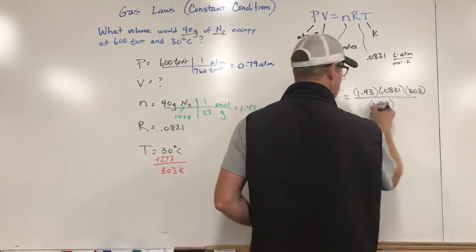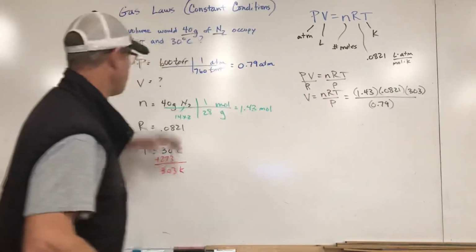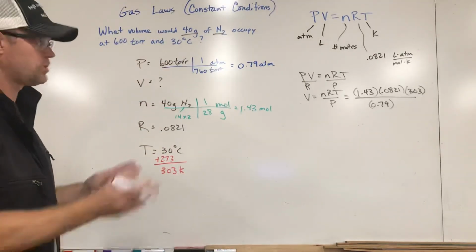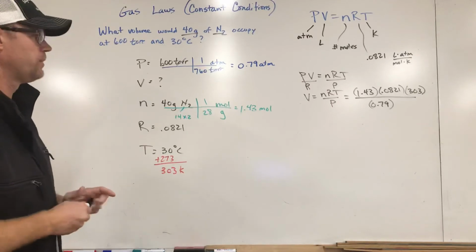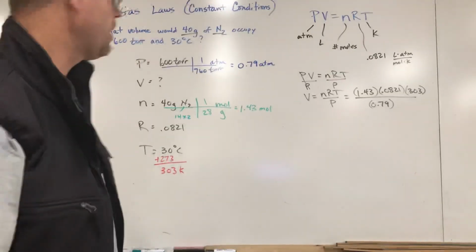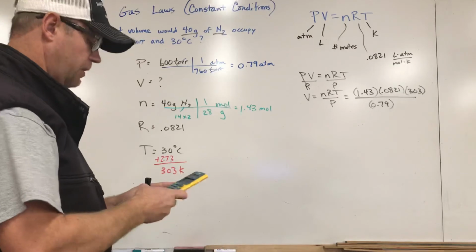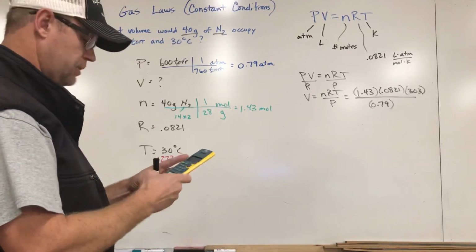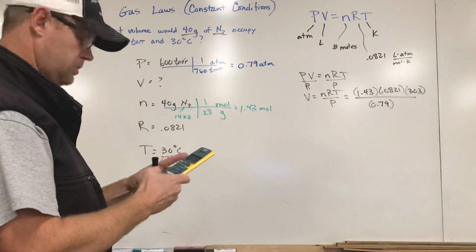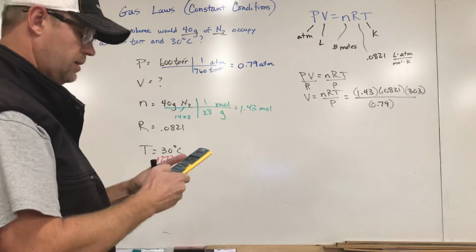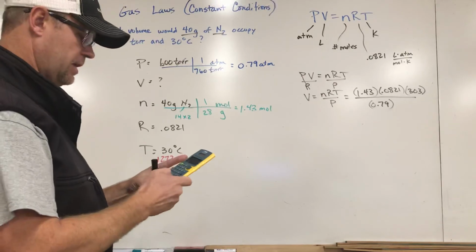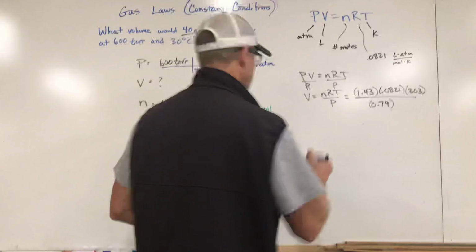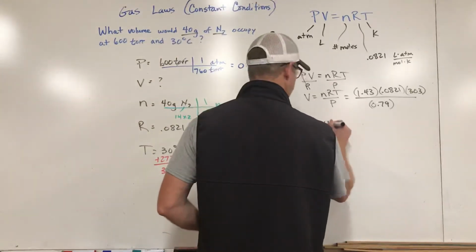Now notice I didn't write any units up there. Technically I should, but I've already done all the unit work over here. I know everything's set up the way it should be, so I'm just going to throw the numbers in to make it a little simpler. Okay. Type all that in, and we should get a reasonable looking volume. So I got 1.43 times 0.0821 times 303 divided by 0.79, and I get 45. So I get a volume of 45.